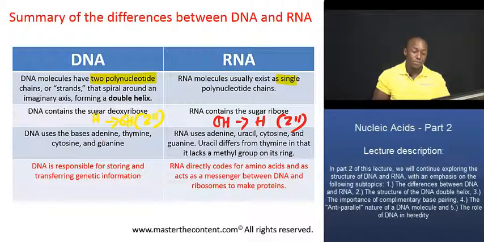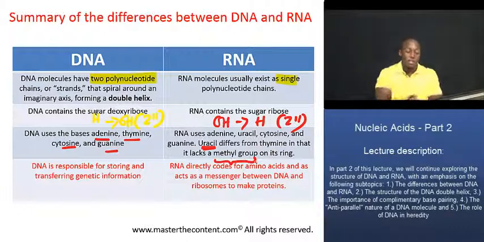Now, DNA uses very distinct bases: adenine, thymine, cytosine, and guanine, which are for the most part also used by RNA, except for the simple fact that RNA replaces thymine with uracil. Okay, so uracil differs from thymine in that it lacks the methyl group on its ring.